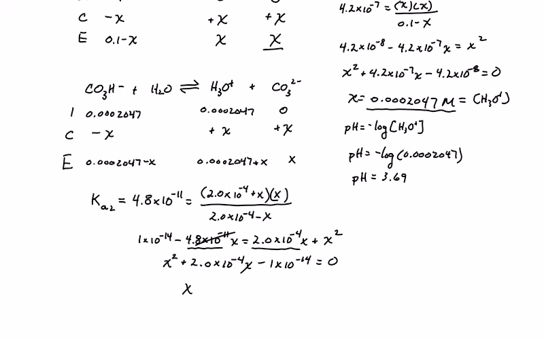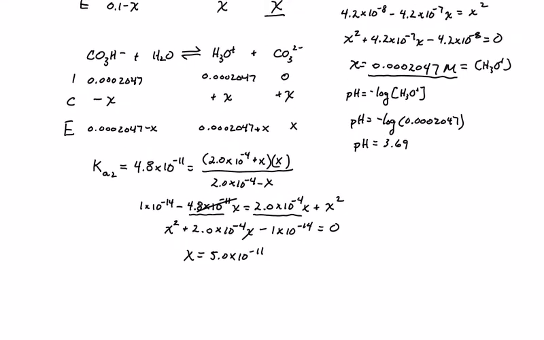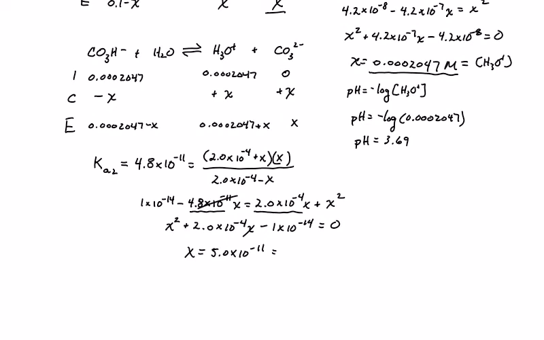Okay, again, we get two different values for x. We take the one that's positive here, and we get 5.0 times 10 to the negative 11th. Okay, and that's going to be equal to x. I'm sorry, not equal to x. If that's x, that means that is going to also equal our concentration of carbonate.